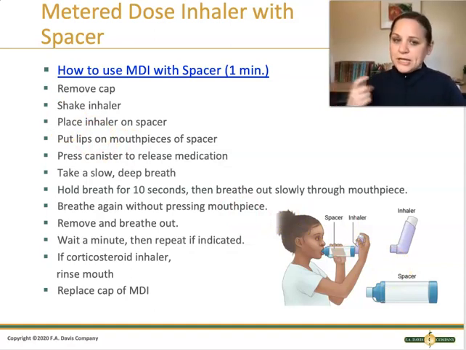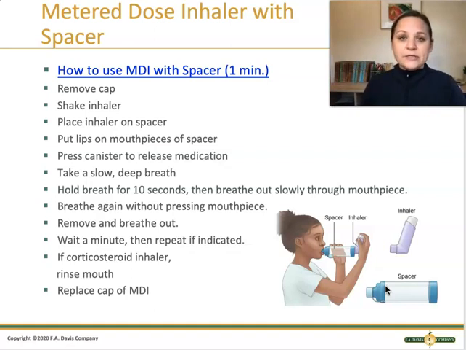Remove the cap, shake it 10 to 15 times, put the inhaler on the spacer, and then put their lips around the mouthpiece of the other side. Depress the canister on the spacer, taking a slow, deep breath, holding for 10 seconds. Then they breathe slowly back out through the mouthpiece while they still have it on their mouth.